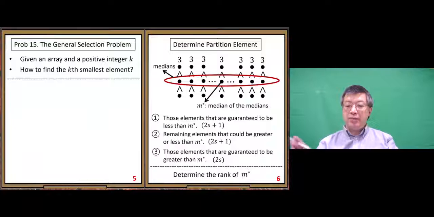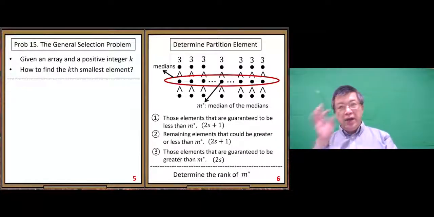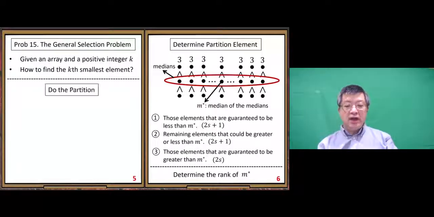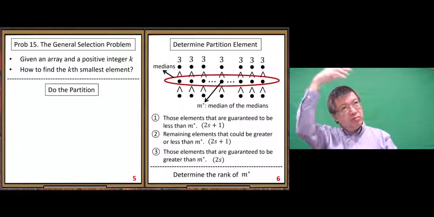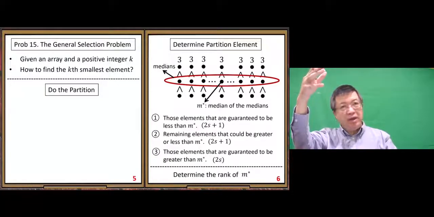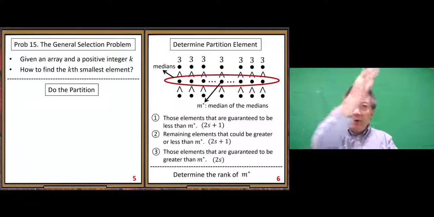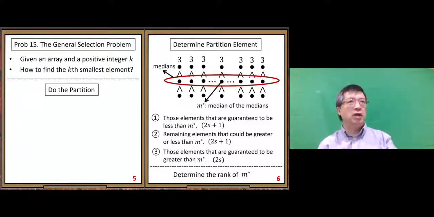So the next step, now we move to this step. In order to determine the rank, let us do the partition. Let us fix all the unknown relationships, comparing with M star, all the elements. Right now there are 2S elements. We don't know the information comparing with M star. Greater than or less than? We don't know. So we need to fix that part.